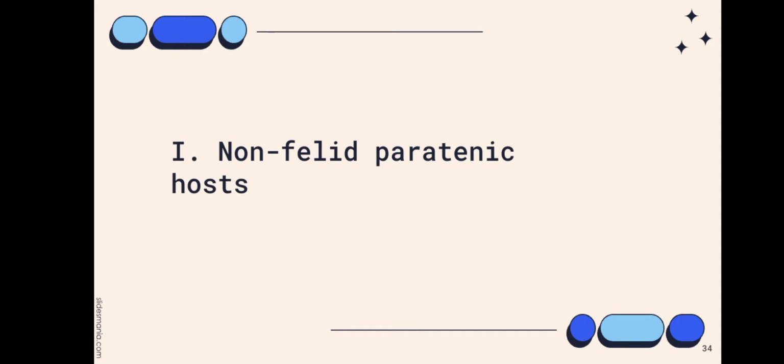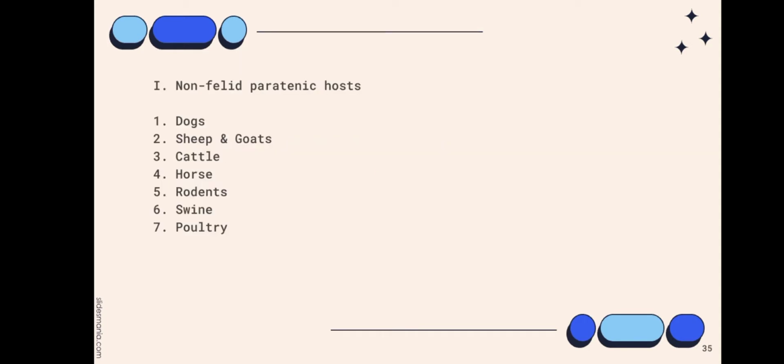Felid paratenic hosts include dogs, sheep and goats, cattle, horses, rodents, swine, and poultry. In dogs, it is a systemic toxoplasmosis from ingesting oocysts from cat feces or tissue cysts from prey. In sheep and goats, there is systemic and congenital toxoplasmosis from ingesting oocysts from cat feces. In cattle, congenital toxoplasmosis with abortion is very rare, from ingesting oocysts from cat feces.